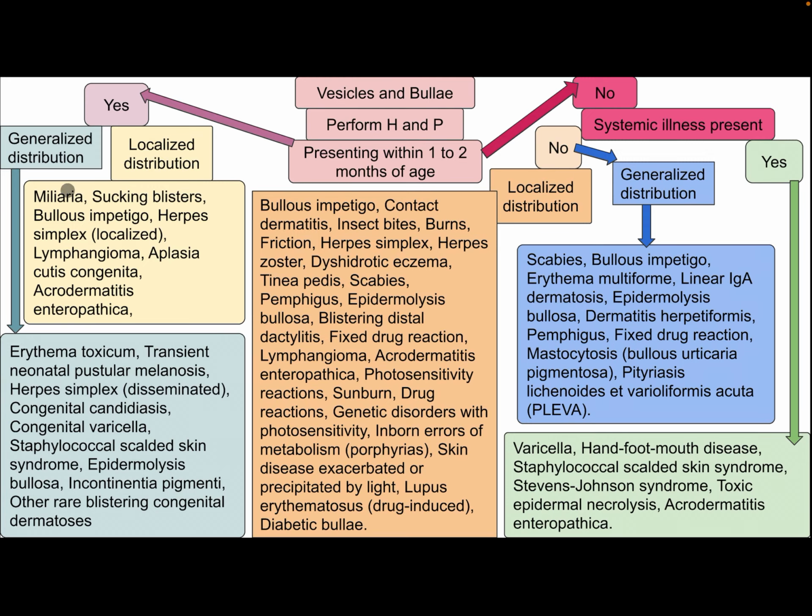acrodermatitis enteropathica. If it is generalized, the differential diagnosis may include erythema toxicum, transient neonatal pustular melanosis, herpes simplex disseminated, congenital candidiasis, congenital varicella, staphylococcal scalded skin syndrome, epidermolysis bullosa, incontinentia pigmenti, and other rare blistering congenital dermatoses. If it is older than 2 months of age, it was discussed in a previous lecture.